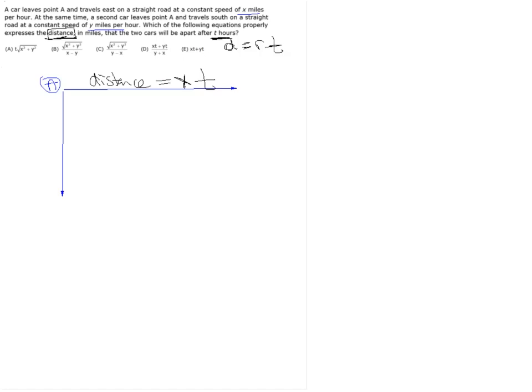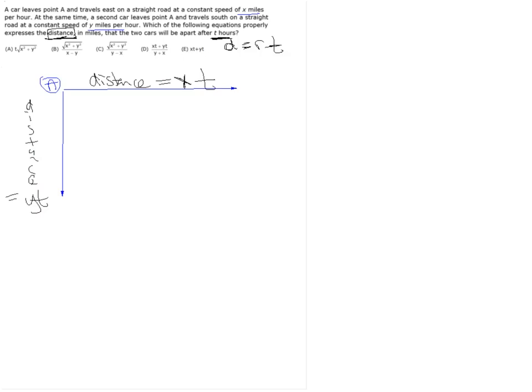Okay, so the distance is x times t from A to the east, and then the distance going south will be equal to y times t. X times t and y times t. That's a very simple equation that, obviously, almost all of you knew. Distance is rate times time.